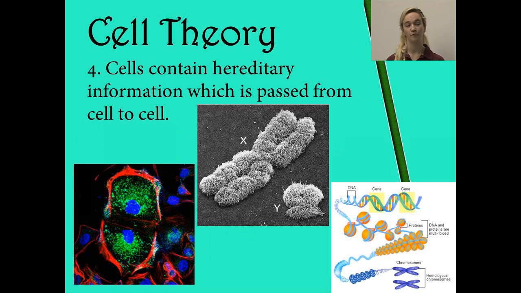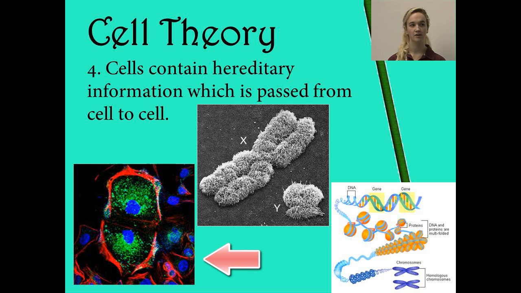The fourth part of the cell theory is that cells contain hereditary information passed from cell to cell. And does anyone know what the information is passed through? So it's passed in DNA. And here I have a picture of a human eye cell. And this cell is undergoing mitosis. It's splitting into two cells.